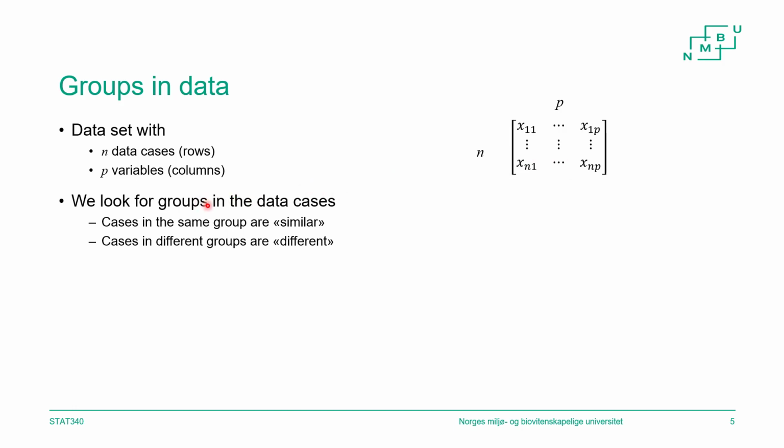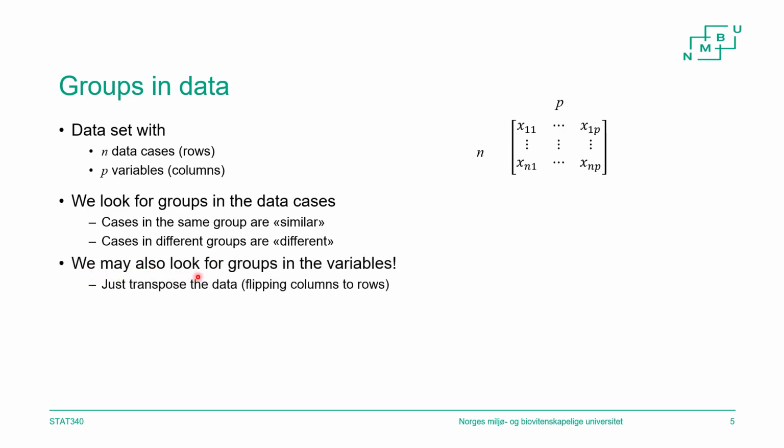When we look for groups in the data, we look for similarity between data cases. So data cases, that means rows, in the same group are in some sense similar to each other. And data cases in different groups are then different from each other in the same sense. So notice that it's always the rows that we cluster. Always. This is by convention. The data cases are clustered.